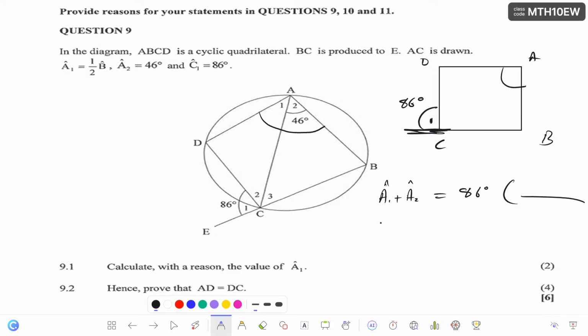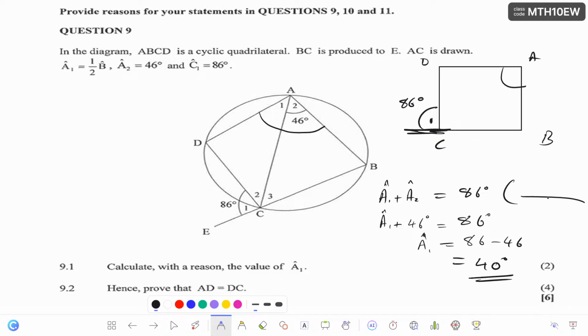You're going to say A1 plus, this one, we know A2 is 46 degrees, is equals to 86 degrees. So now you need to take 46 to the other side in order to get A1. So we get our A1 as 40 degrees.